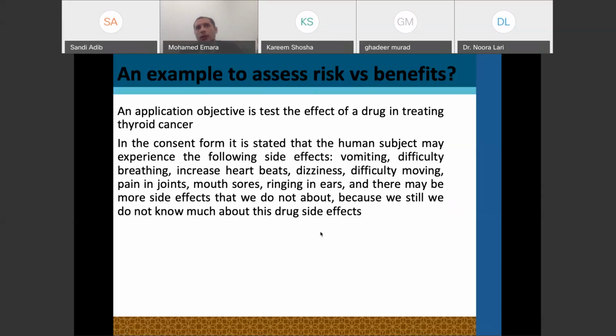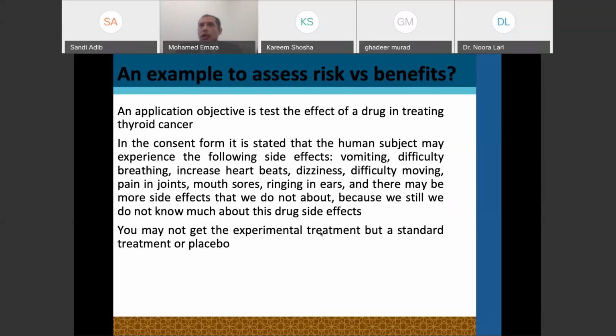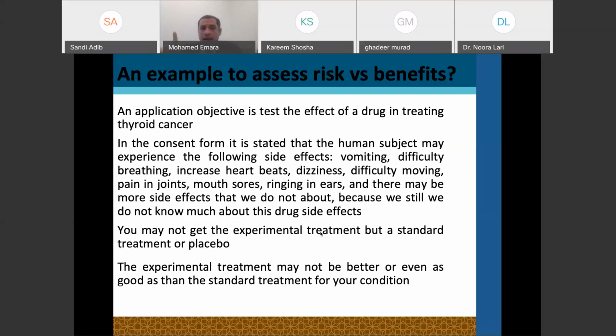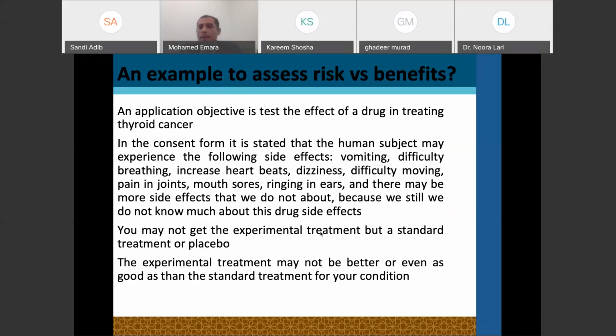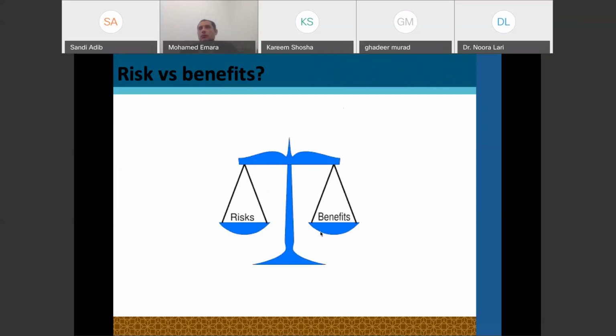So this means that you really elaborate about it. And not only this, he is also telling the human subject, you may not get the experimental treatment, but a standard treatment or placebo. So this is a really blind one. And the experimental treatment that you're going to take may not be better or even as good as the standard treatment for your condition. So as an IRB member, I have to sit down here and remember this: risks versus benefits. And I have to decide according to the application.